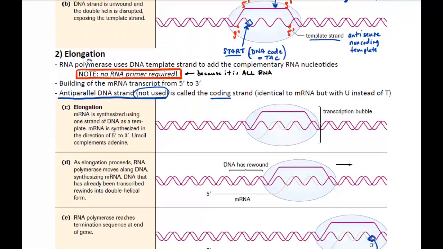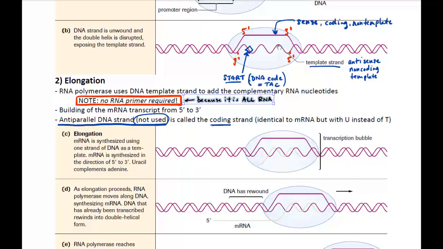Another key thing, as we elongate, keep in mind that the RNA polymerase is going to use the DNA template strand, which would be this strand right here. It's going to use that strand to add the complementary RNA nucleotides in, but I don't need an RNA primer the way I did with DNA replication. That's because it's all going to be RNA. So I can just start right away and I can just run. It's a much faster process. I don't have to worry about little Okazaki fragments or anything like that because I'm only using the one strand anyway, and it's going to run in the 5' to 3' direction continuously, so it's going to be fine.